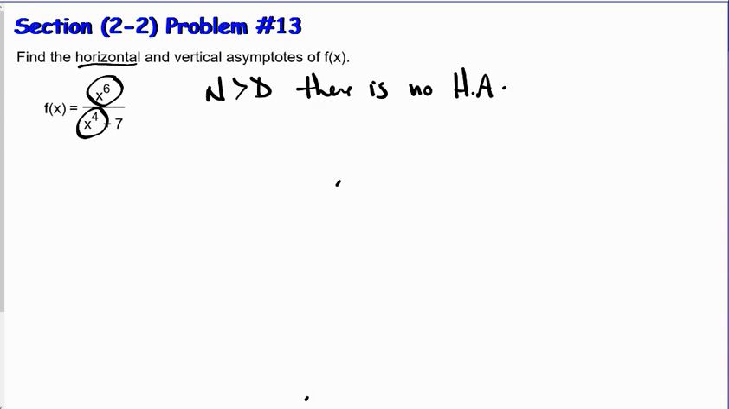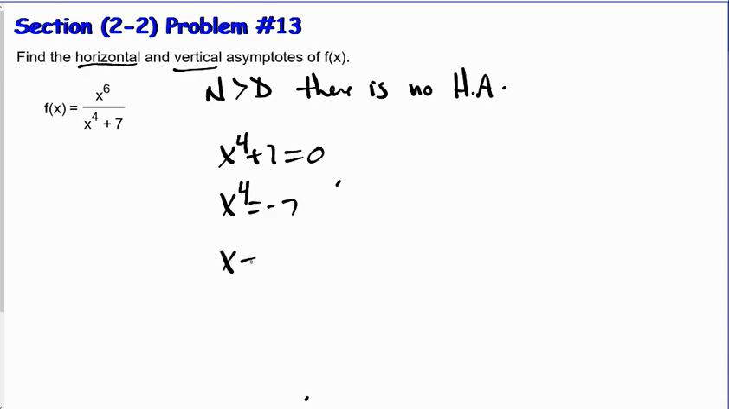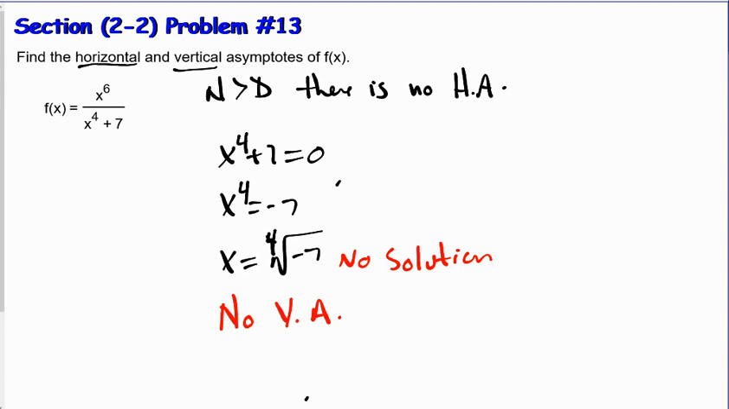The vertical asymptote asks that we find values for x that will cause a 0 in the denominator. So if we take x to the fourth plus 7 and set it equal to 0, x to the fourth equals negative 7, x equals the fourth root of negative 7, and we say, well, we cannot take even roots of negative numbers, so there is no solution here. And since there is no solution, that means we have no vertical asymptotes for this graph. So this is an example of a graph that has no horizontal asymptotes and no vertical asymptotes.